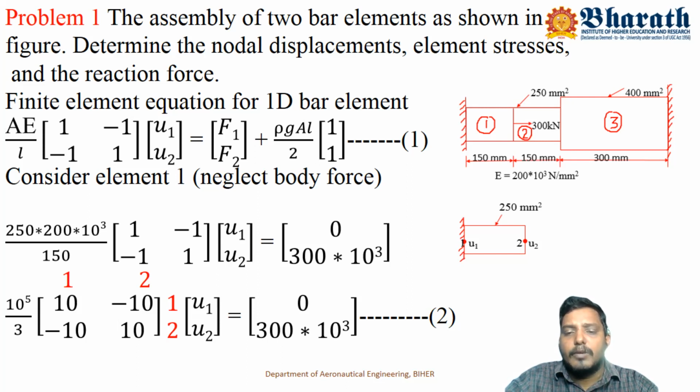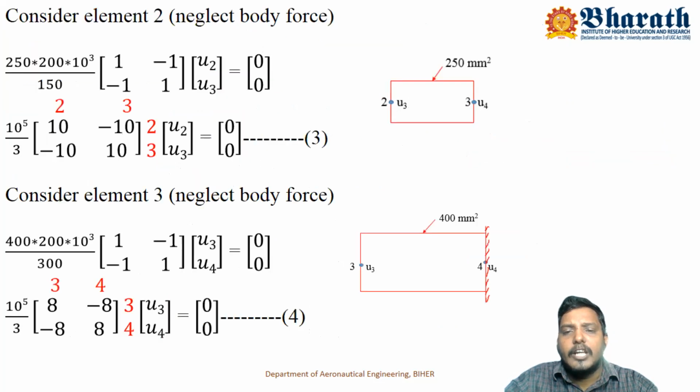Then we will get equation number 2. The top red color indicates 1 and 2, the nodal numbers for element number 1. So here I already assigned that the force at location 2 is 300 into 10 power 3. So we will go and derive the finite element equation for element number 2. We need not assign the same force again because this is a geometric loading condition. If we assign it at one node, we need not assign it further.